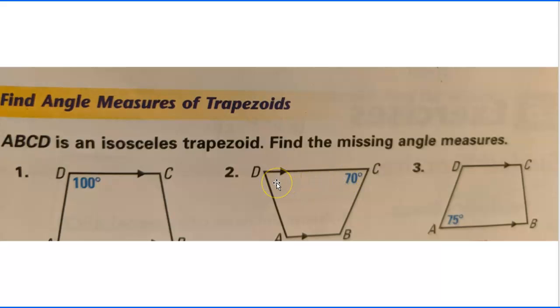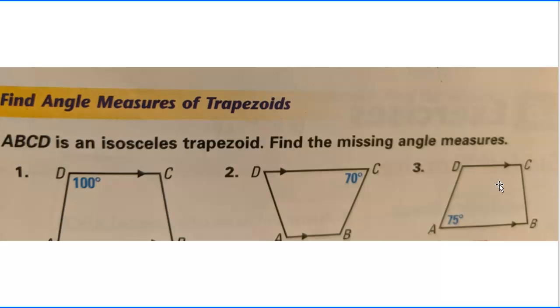That means D is also going to be 70. That's going to leave 220 degrees. We divide that into half and we get 110. So A and B, those are a little bit bigger, so that makes sense. 110, 110. Okay, then in number 3, we have 75 degrees.